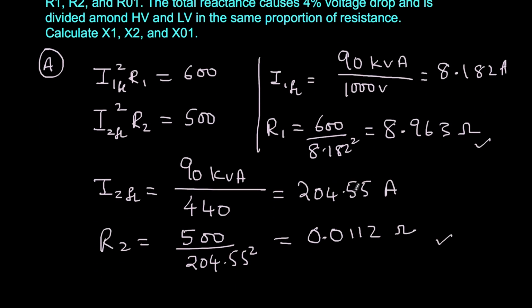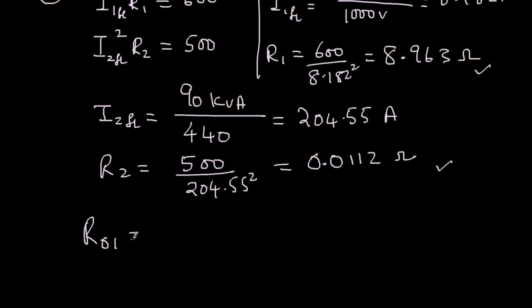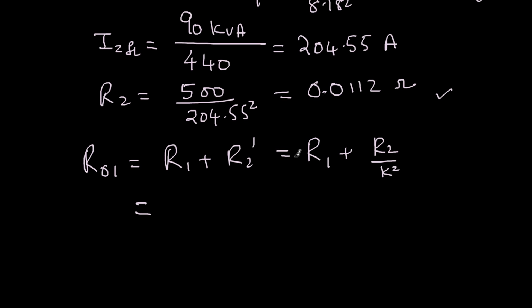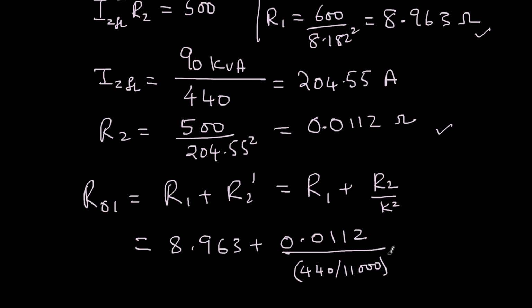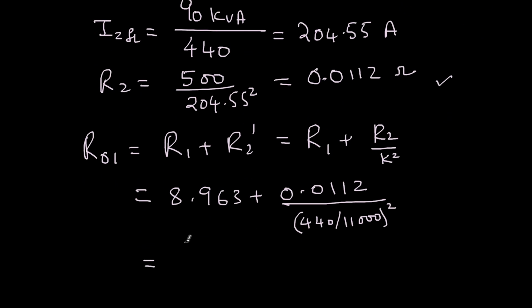Now let's calculate R01. So what is R01? That is nothing but R1 plus R2 dash, which is nothing but R1 plus R2 by K square. So R1 is 8.963 plus R2 is 0.0112 divided by V2 by V1, so 440 divided by 11,000 square. This calculation will give me R01.